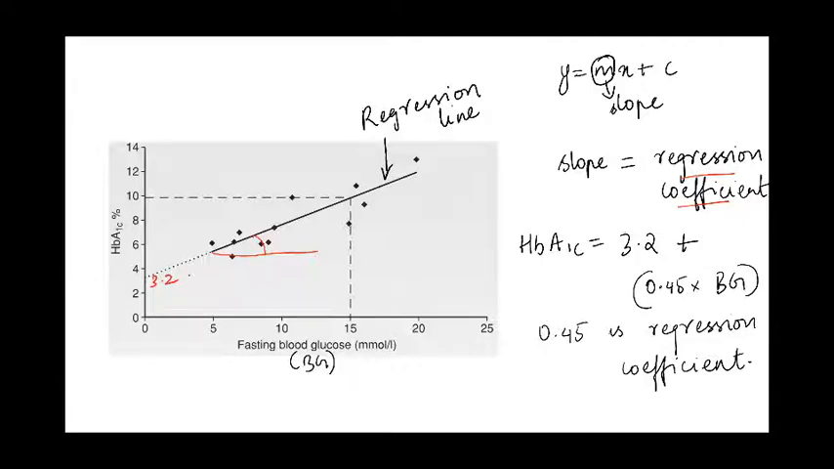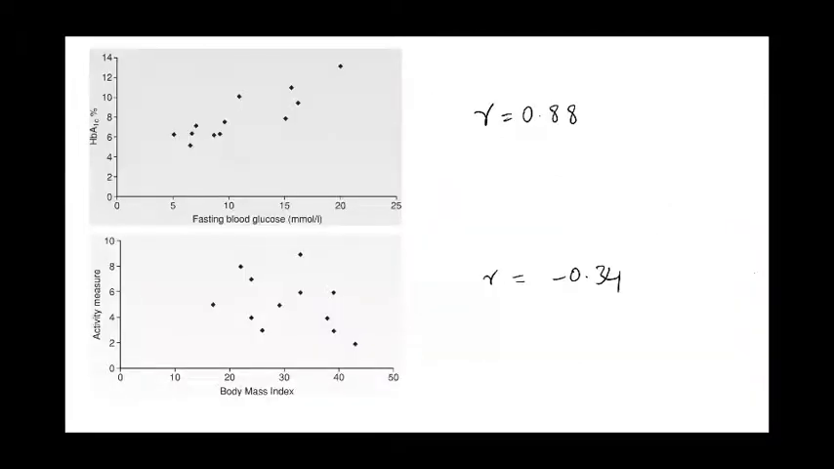So C is 3.2 plus M is 0.45 into blood glucose. So here we see that regression coefficient is 0.5. Similarly, these are other scatter plots which also show, like in this we can draw an imaginary line like this. This shows a positive correlation and the correlation will be 0.88.